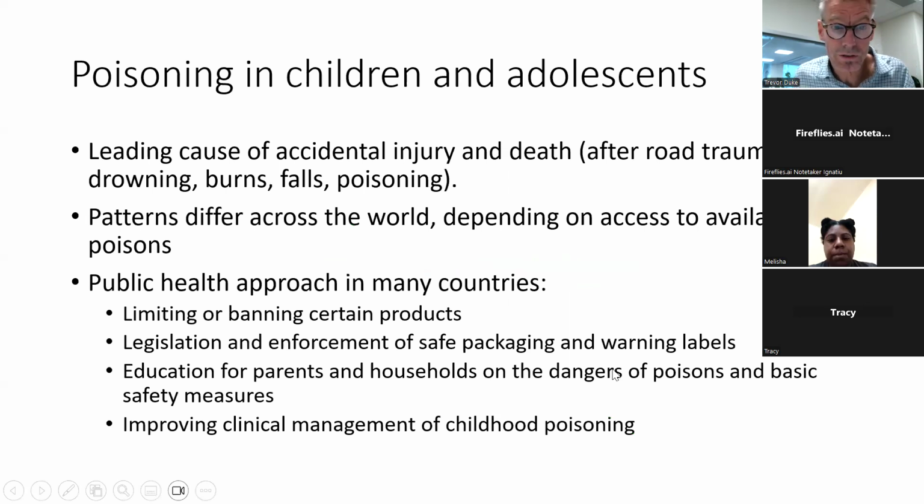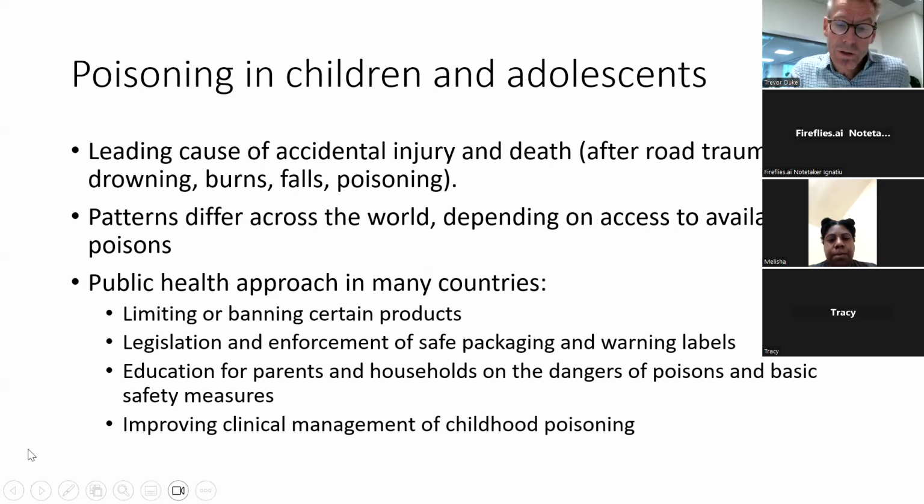Poisoning is very common. It's a leading cause of accidental injury and death. If you think about the so-called accidental causes of childhood morbidity and mortality, then road trauma comes first, then drowning, then burns, then falls, and then poisoning. So it's up there in the top 5 causes of accidental injury and death in countries all throughout the world. But the patterns differ across the world depending on the access to available poisons. In some countries, poisoning is more the ingestion of medicines that are available within a household, and in other countries, poisons are a bit more likely to be toxic chemicals that are stored poorly.